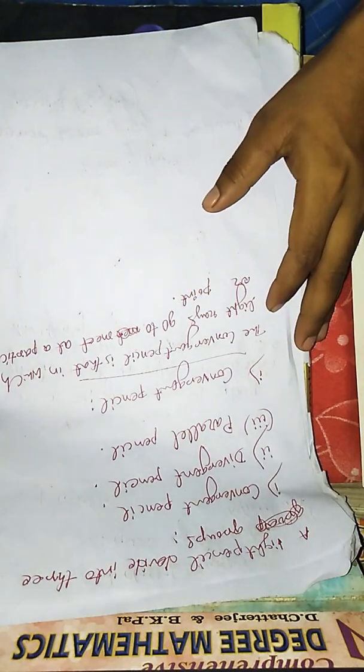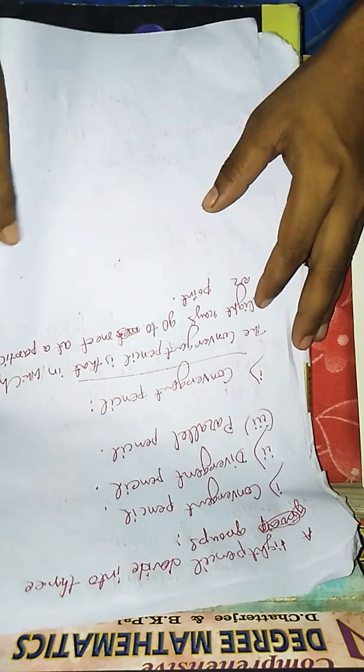Okay, so a convergent pencil is like two or three rays, or four, as many as possible. When many light rays go to meet at a particular point, then we call this combination of rays a convergent pencil. Okay, let's draw a picture, then you can understand very easily.